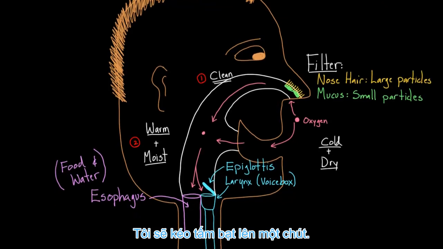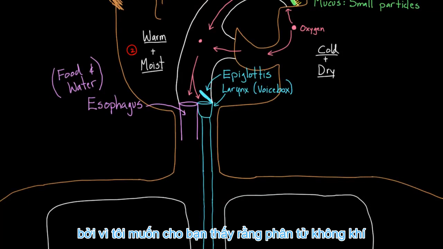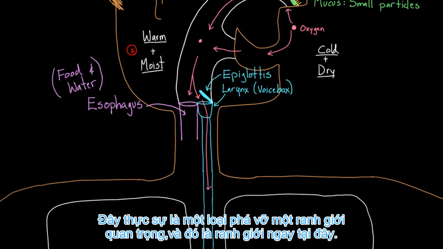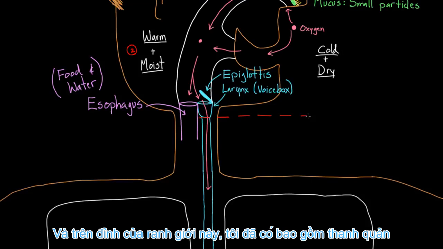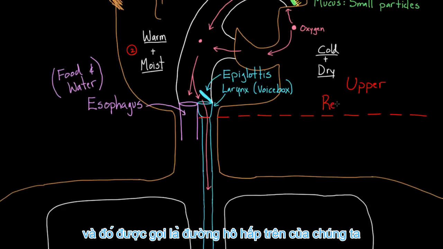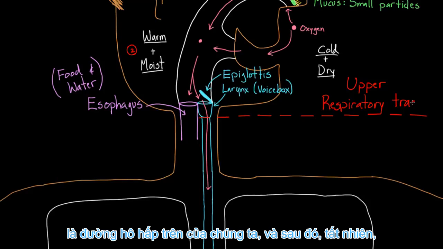I'm going to drag up the canvas a little bit, just make a little bit of space. And I want to just stop it right there because I want to show you that the air molecule, or the oxygen molecule, has already kind of made an interesting crossroads. It's actually kind of broken an important boundary. And that's this boundary right here. And on the top of this boundary, I've included the larynx and, of course, all the other stuff we just talked about, the mouth and the nose. And this is considered our upper respiratory tract. So anything above this dashed line is our upper respiratory tract.